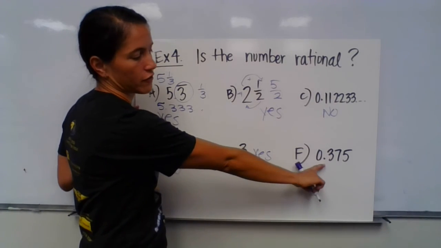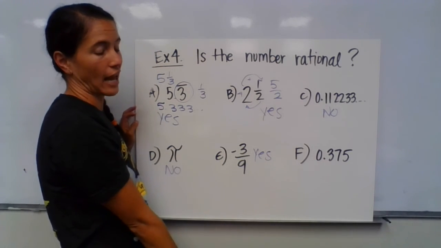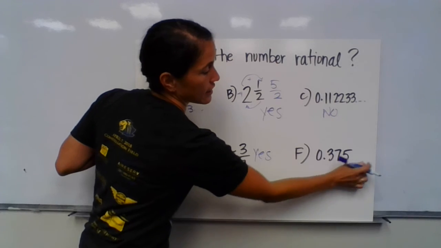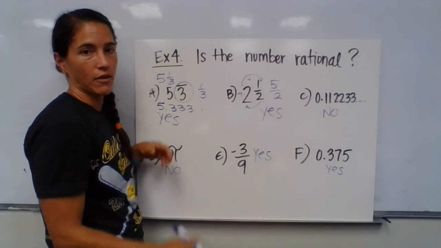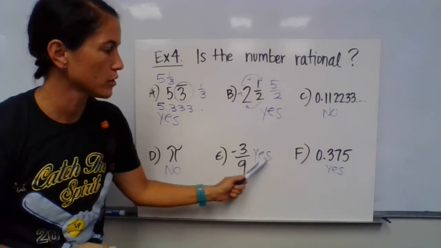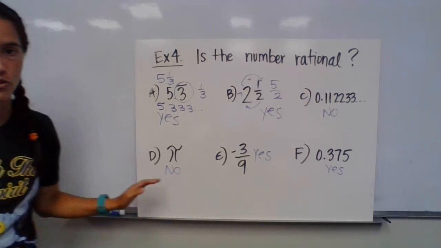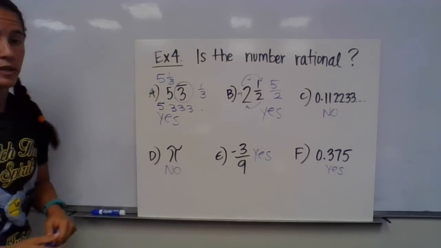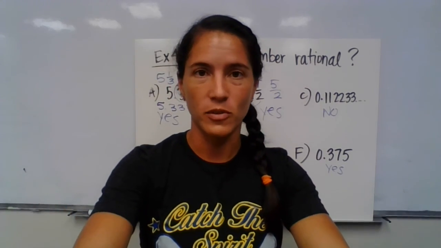And then example F, 0.375, 375 thousandths, that is a terminating decimal, it ends. So yes, that is a rational number. So these are examples of rational numbers, and then C and D are not rational because they do not repeat and they do not end. So we will practice more with rational numbers in class.